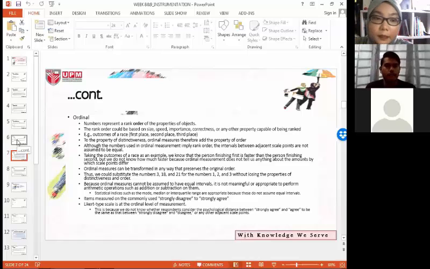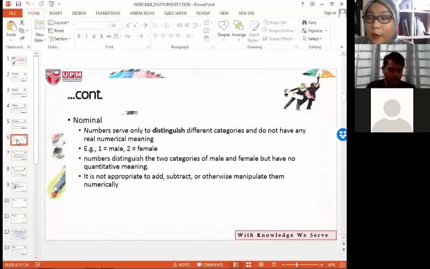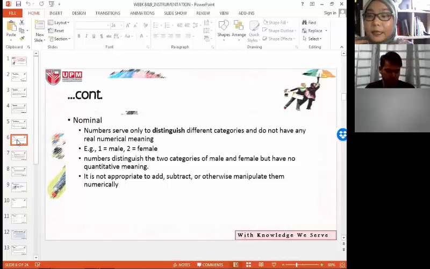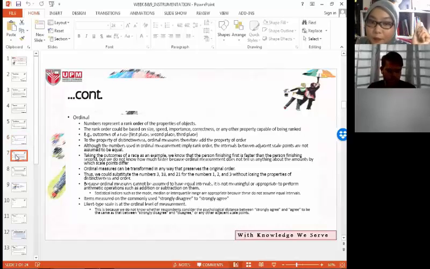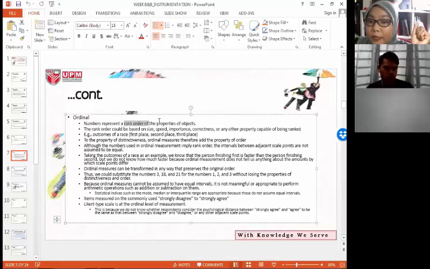compared to nominal earlier, in nominal either you use 1 or 2 for male or female, it doesn't reflect that a male is better than female. Sometimes you may also use 1 to represent female, 2 to represent male. It does not have any problem, it does not have any implication. But for the ordinal scale of measurement, it starts to have rank order properties, meaning that the numbering you have will reflect the ranking order. It started to give you some meaning, which is rank.